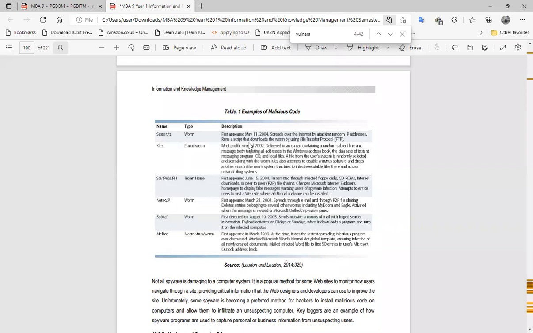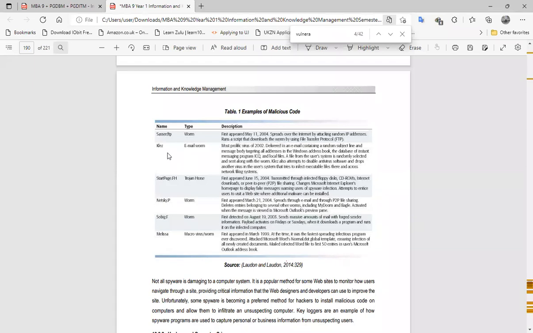So this worm would spread over the internet and attack random IP addresses, and then run a script that downloads the worm by using file transfer protocol, what is called FTP. Just imagine you download something, and then it runs a script in the background. You don't even know about it. It is running a script, and then it downloads the worm without your knowledge, and then that worm starts to do things behind your back.